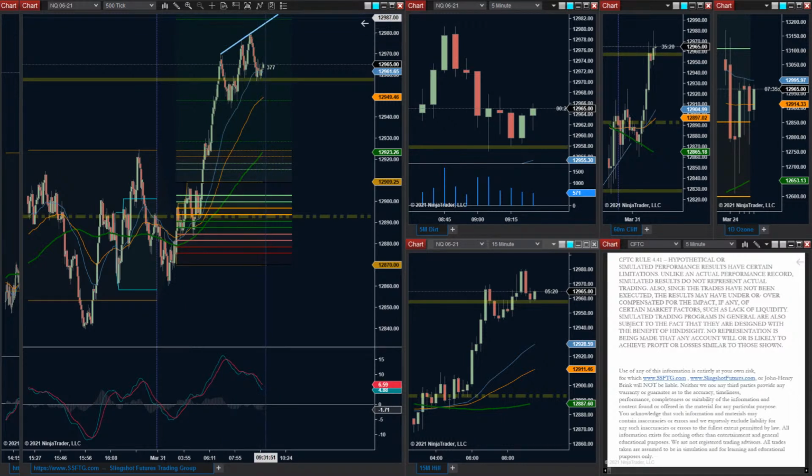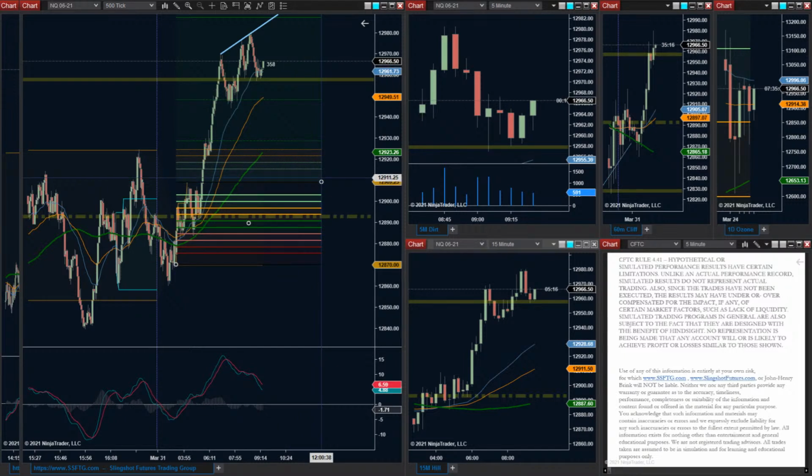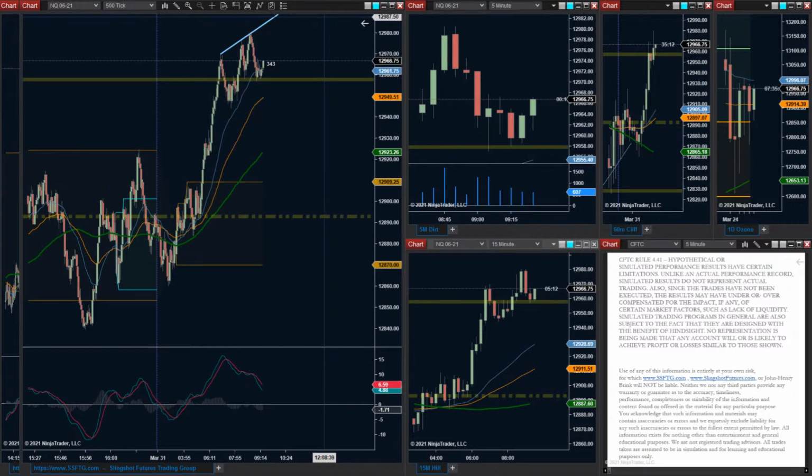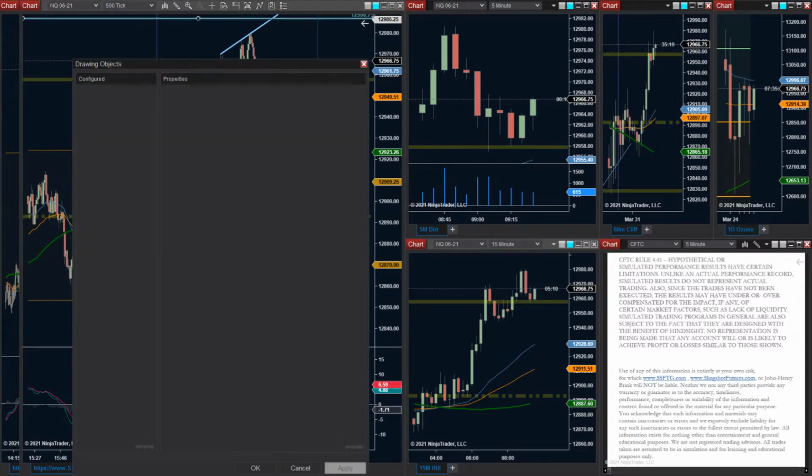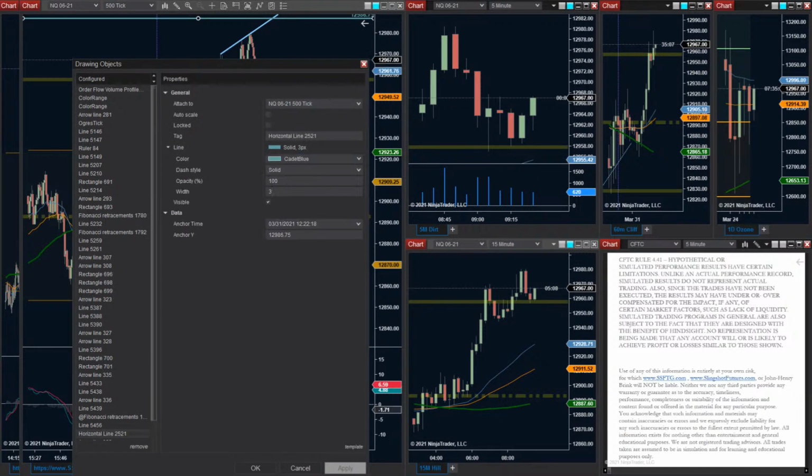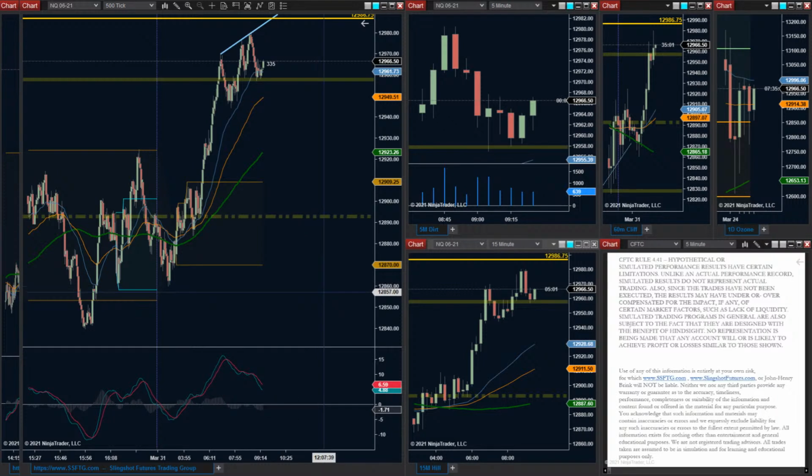Three press wedge top completion at the top of a two deviation off the European move. I mean, perfection. So let me get this on gold, put that on all charts. There we go. One second.